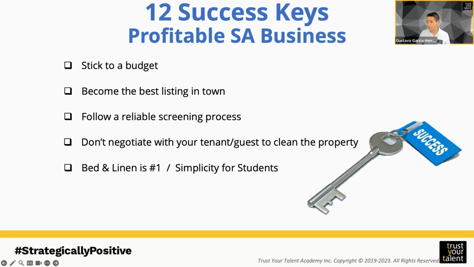Linens are number one, simplicity for the guests. What I mean by that is, what you offer is what you get. For short-term rentals, it's the quality of your linens, how well they sleep, that is going to be your review trigger. So offer the basics and charge for the add-ons. Add value so you can charge higher, but you need to offer the basics.